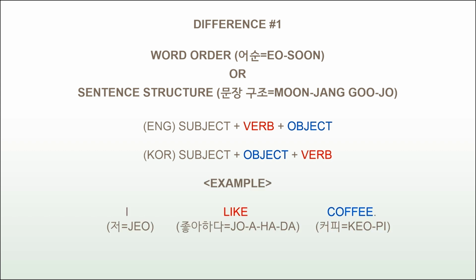In English, you say, I like coffee. I is 저 in Korean. Like is 좋아하다. And coffee is 커피. We don't have the F sound in Korean, so the P sound is used for coffee. So, in Korean, we say 저 커피 좋아하다. But unfortunately, the sentence is incorrect because you need to add markers for the subject and the object.